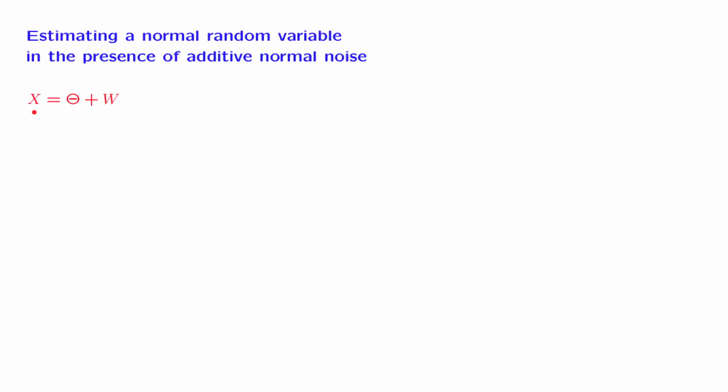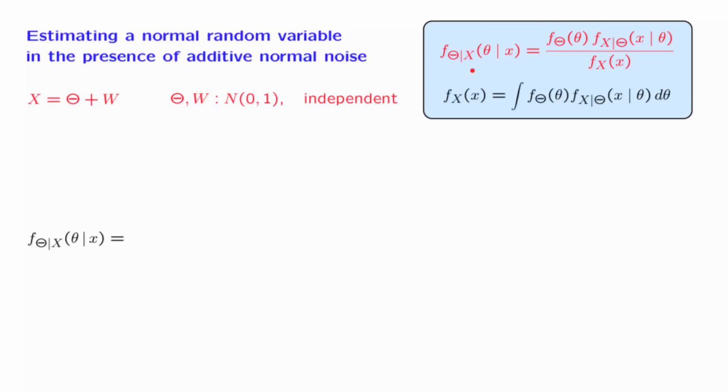The assumptions that we make are that theta and W are normal random variables. And to keep the calculations simple, we assume that they are standard normal random variables. Furthermore, we assume that theta and W are independent of each other. According to the Bayesian program, inference about theta is essentially the calculation of the posterior distribution of theta if I tell you that the observation capital X takes on a specific value little x. To calculate this posterior distribution, we invoke the appropriate form of the Bayes rule.